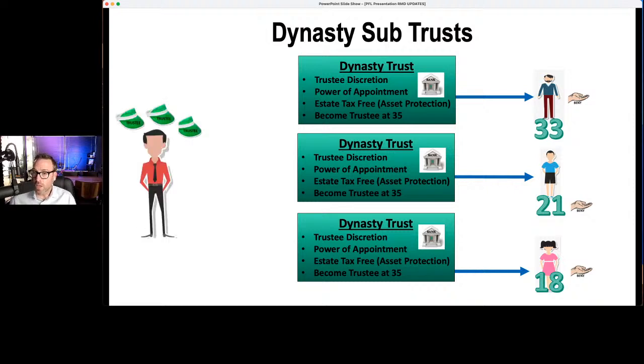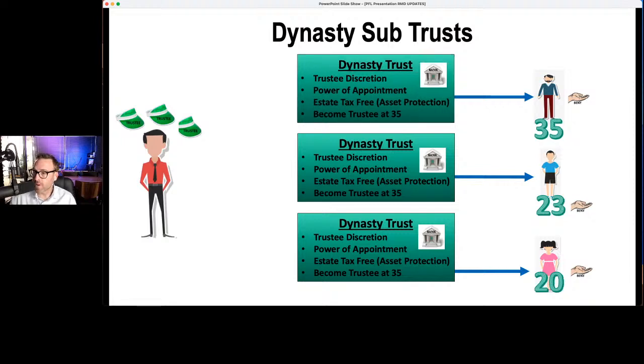So while they're all under the age of 35, the trustee is going to manage the trust for them. Once the oldest beneficiary reaches the age of 35, then he's going to be his own trustee.